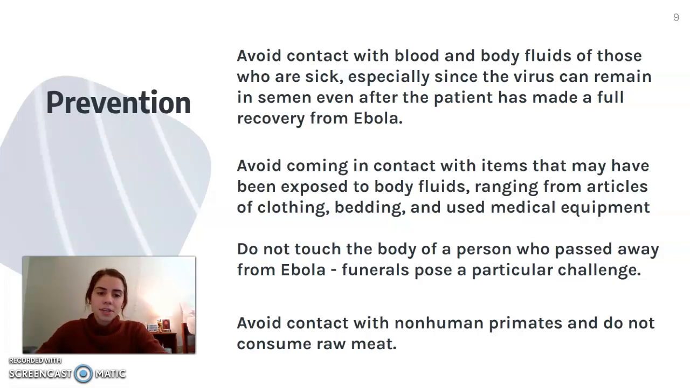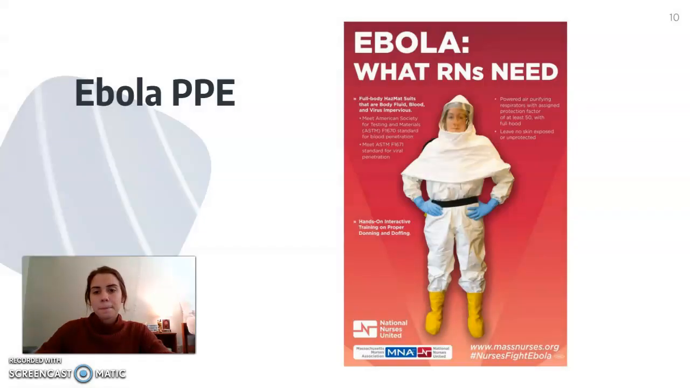Funerals pose a particular challenge because, as I will talk about, in West African culture, it is very common to transport the body of a loved one to their hometown for burial, which poses an extreme danger because corpses can still carry Ebola virus and infect those who come in contact with the corpse. Avoid contact with non-human primates, and again, do not consume raw meat.